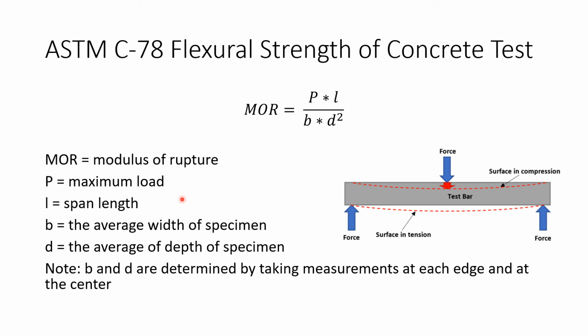So ASTM C78 flexural strength test uses this MOR, which is your modulus of rupture equation. In this equation, you can calculate modulus of rupture from maximum load, which is your P, times the span length, which is your L, divided by the width of the specimen and then the average depth of the specimen. So don't forget you have your length, the width, and then the depth. The B and D you determine by taking measurements at each edge and also at the center.